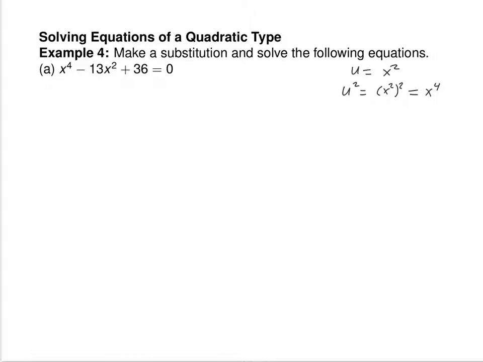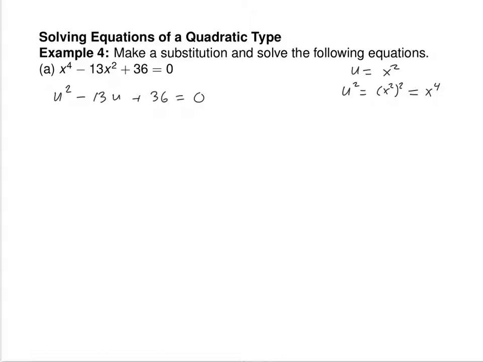So what you can do is, if u squared is x to the fourth, you can replace the x to the fourth by u squared. That becomes u squared minus 13u plus 36. And then develop temporary amnesia and forget the original problem existed and just solve the second one. So can you factor u squared minus 13u plus 36 equals 0?